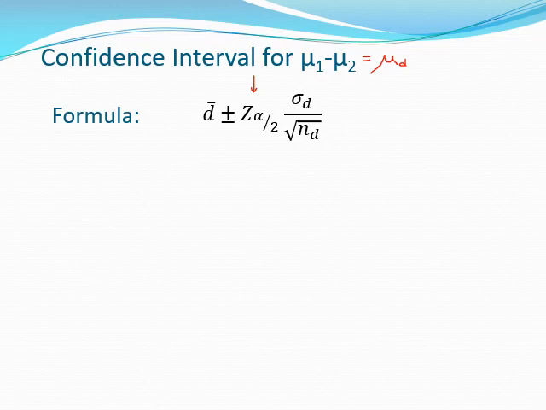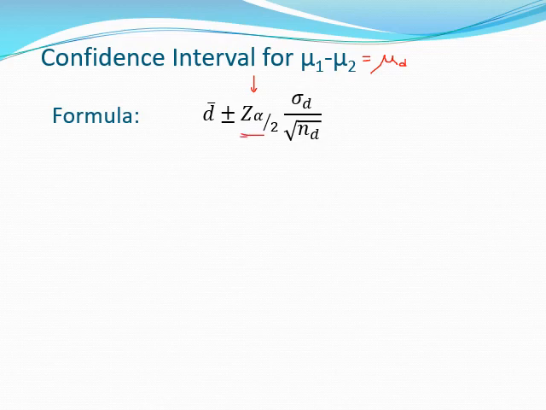What's a large sample? Well, before we've said, when we're working with means, that a large sample is n greater than or equal to 30. Now it would be n sub d, the number of pairs, greater than or equal to 30. If you use a t distribution, you're not going to use n minus 1, it would be n sub d minus 1 degrees of freedom.